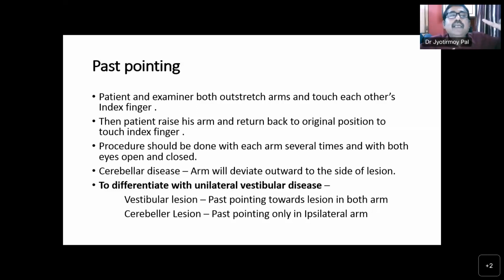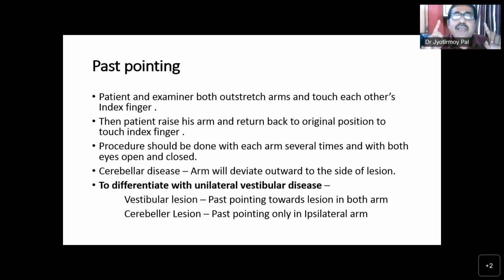That means I ask you to touch the finger. Normally the patient touches the finger, but in cerebellar disease, it will go outward. It cannot touch, it will go outward. But in a unilateral vestibular lesion, there is past pointing. Past pointing means I cannot point, I am going away. That is called past pointing. It will be present in both arms and past pointing will be towards the lesion.